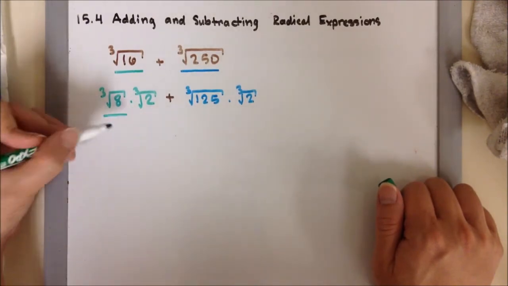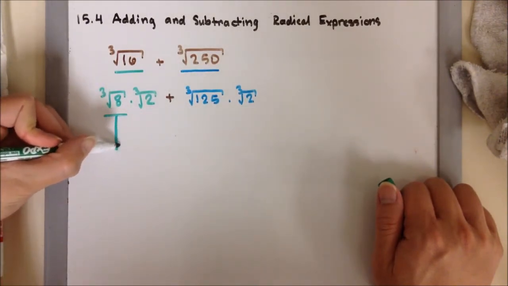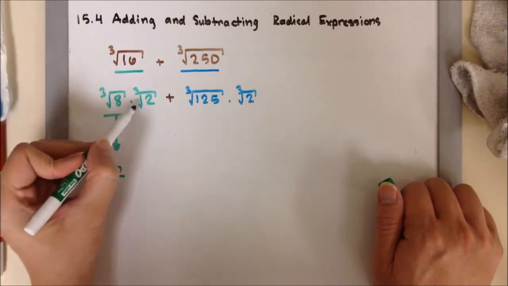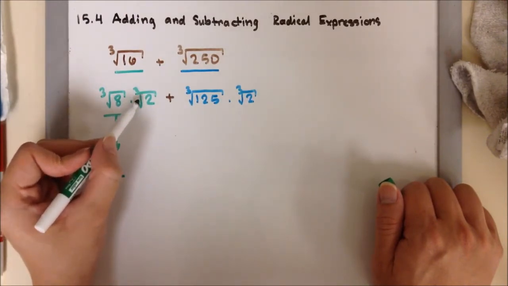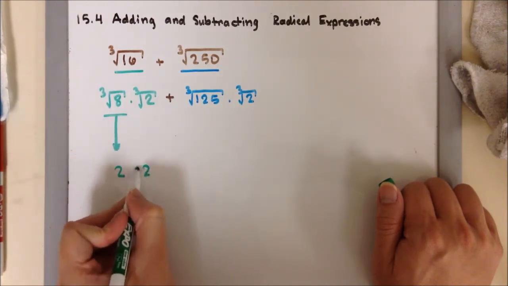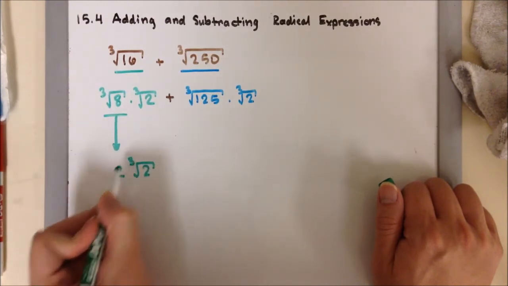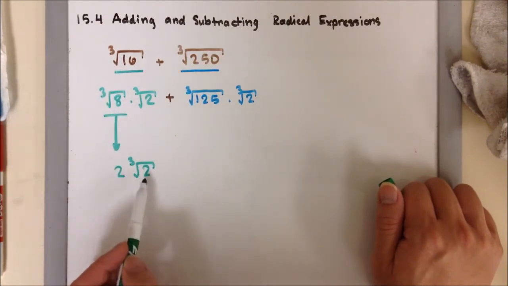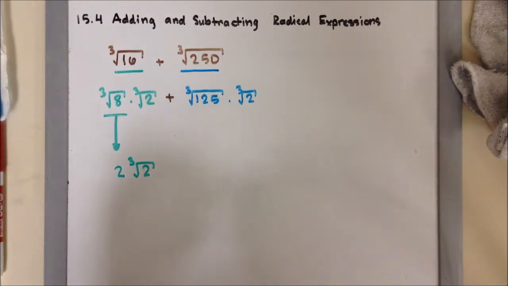So the cube root of 8, that will equal 2. And then I cannot simplify nor do the cube root of 2, so I'm going to bring it down, put it right here. So when I simplify the cube root of 16, I get 2 cube root of 2. Put in my plus sign.